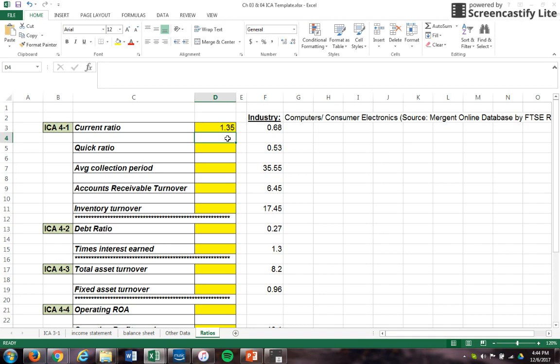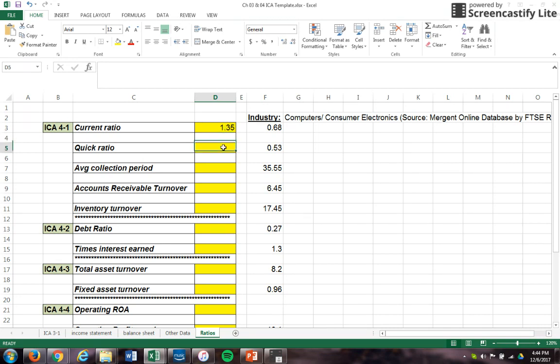And what we have seen is ratios are meant to be compared. We compare them to historical trends, and we compare them to industry trends. We see right here the industry for Apple. Currently, the current ratio is about 0.68, or I'm sorry, back in 2013, it would have been 0.68. So we see that Apple is about twice as strong as the industry average for the current ratio.